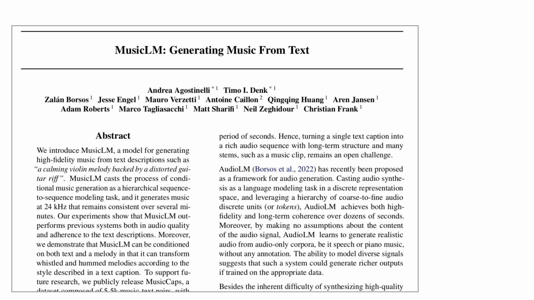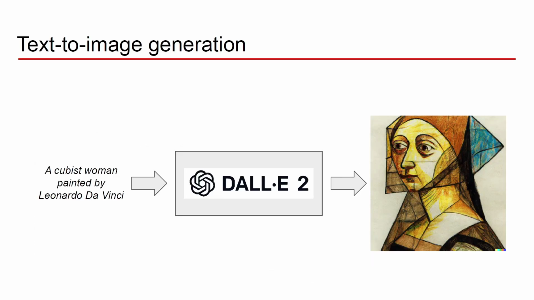Let's take a little bit of a step back from text-to-music generation and think about the wider context. So where does text-to-music generation come from? Well, it comes from text-to-image generation. So it branches out from there, from these ideas.